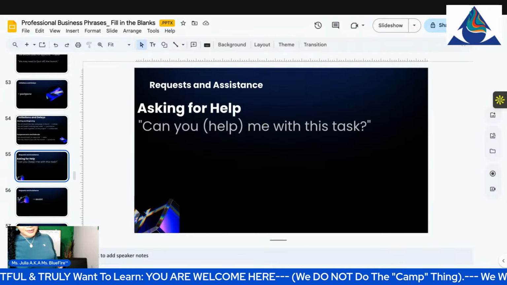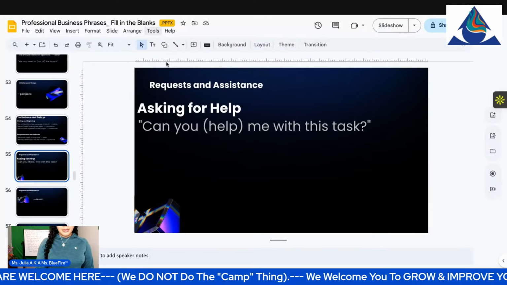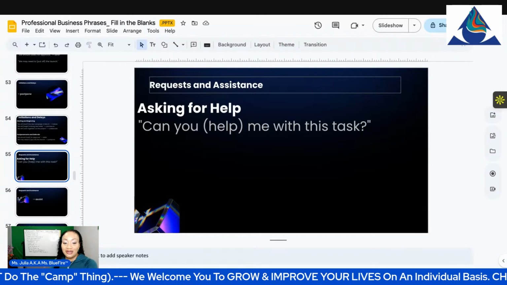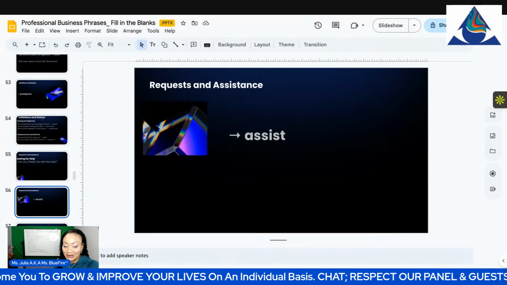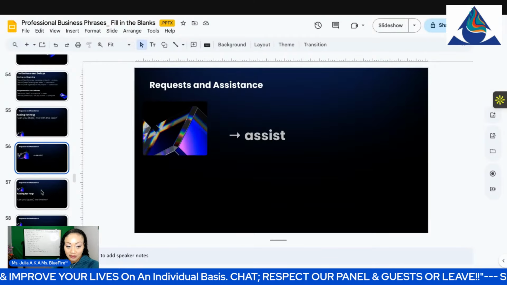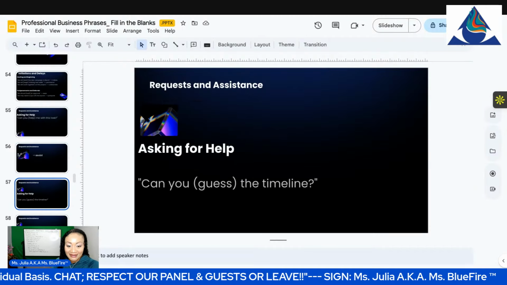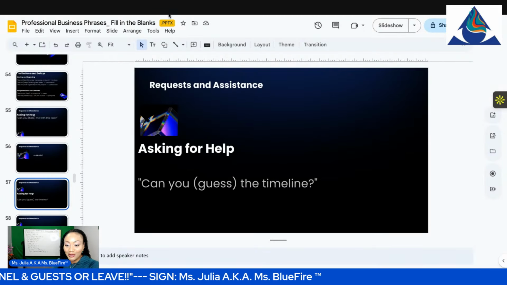Okay. Now, can you help me with this task? Can you assist me with this task? Or can you assist with this task? Not assist me. Can you guess the timeline?